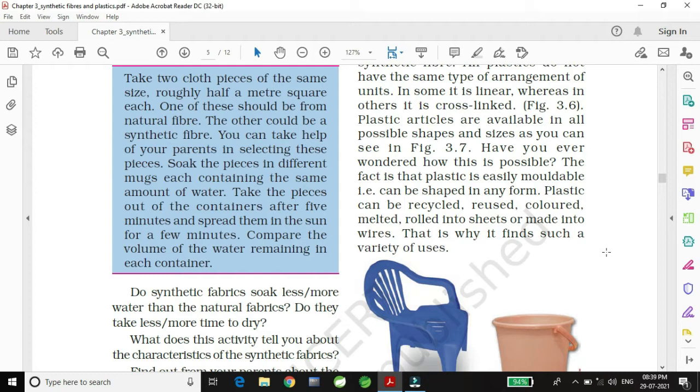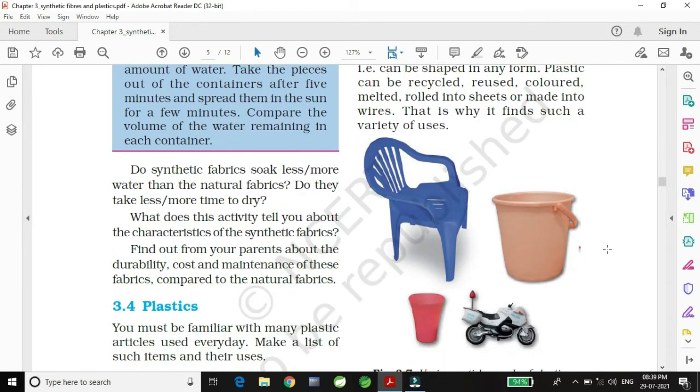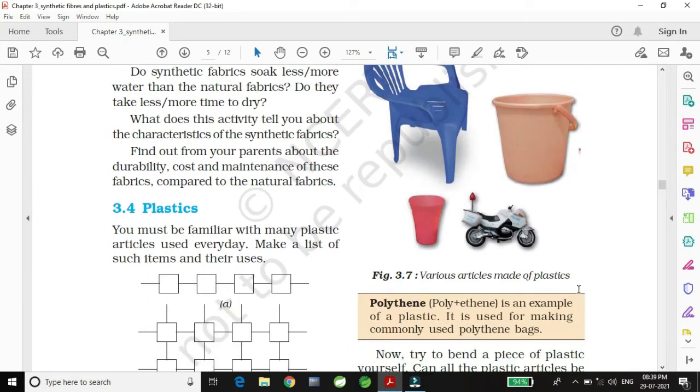We can give them color. We can roll them into sheets and make wire also. That is the reason we can make different types of articles from plastics.